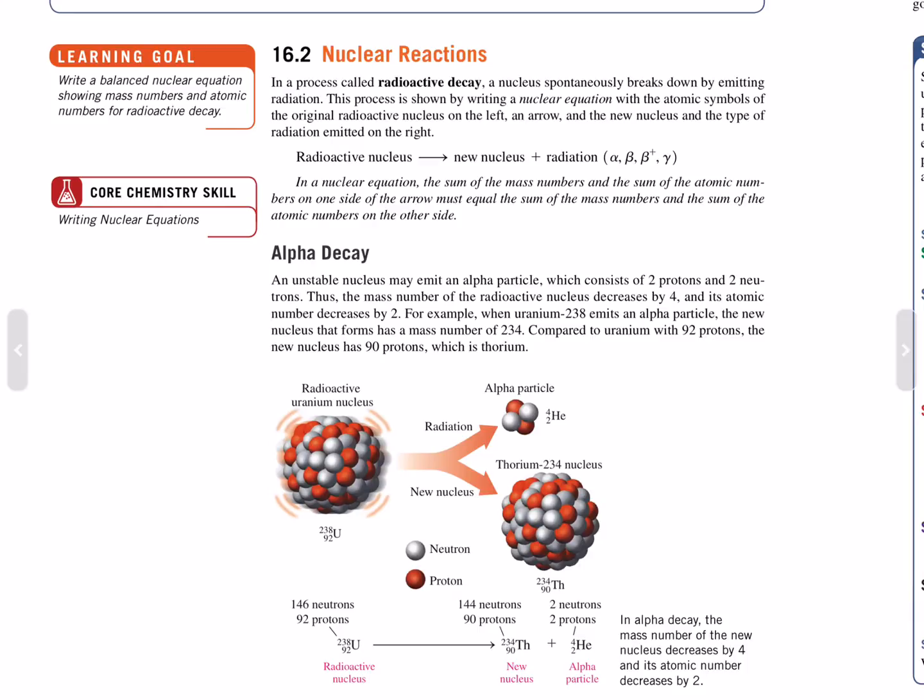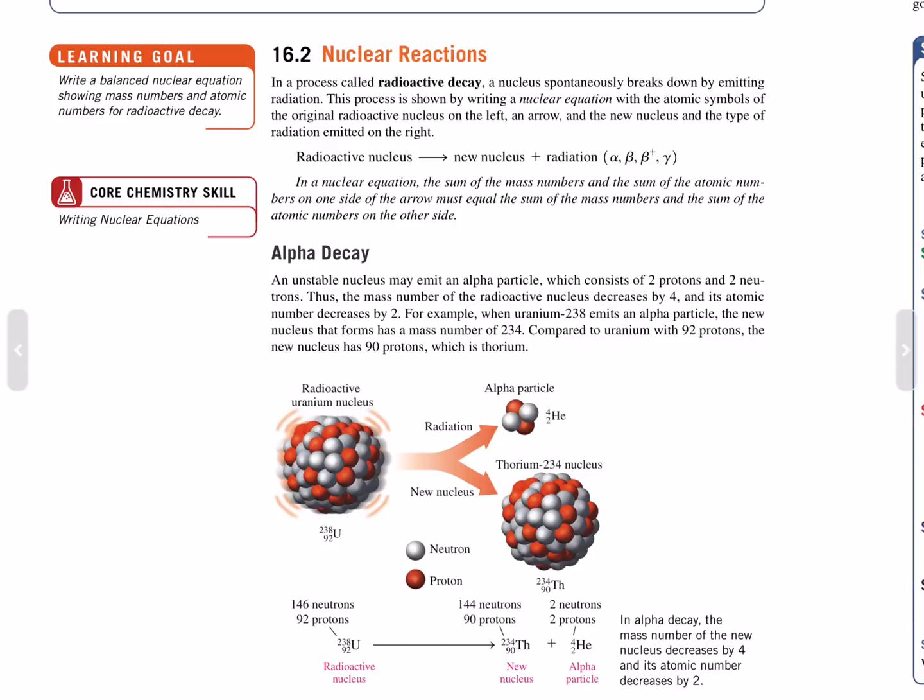In a nuclear equation, the sum of the mass numbers and the sum of the atomic numbers on one side of the arrow must equal the sum of the mass numbers and the sum of the atomic numbers on the other side. Alpha decay. An unstable nucleus may emit an alpha particle, which consists of 2 protons and 2 neutrons. Thus, the mass number of the radioactive nucleus decreases by 4, and its atomic number decreases by 2.